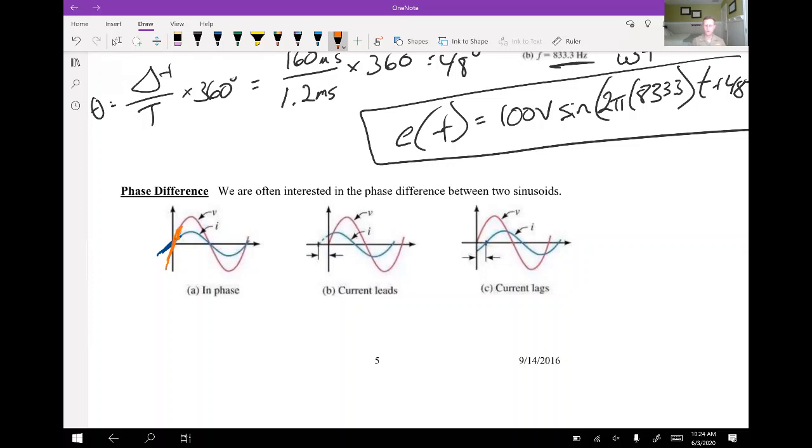There we go. So they're both crossing through zero. Well, now let's look. Here is where V is crossing, and here's where I is crossing. Which one is ahead? I is leading, right? It's positive to be ahead.